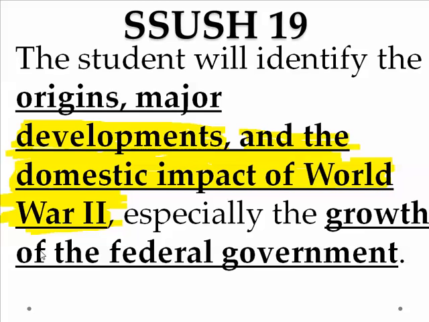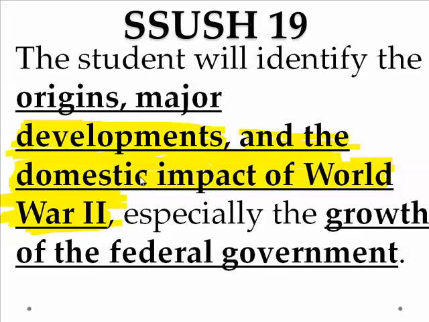Alright, we're going to look at 19B now, Japanese attack at Pearl Harbor. Before we do, let's look at this. The student will identify the origins. We did that. Major developments. We talked about A. Philip Randolph in the last video. And it says, and the domestic impact of World War II.